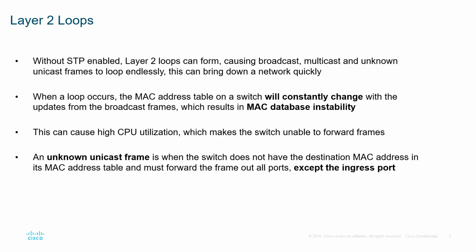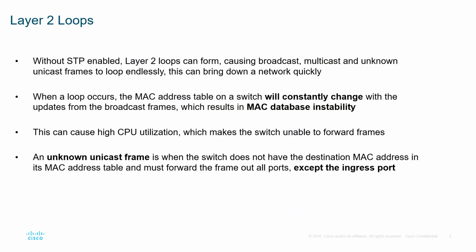Again, without STP enabled, layer 2 loops can form, causing broadcast, multicast, and unknown unicast frames to loop endlessly. This can bring down a network quickly. When a loop occurs, the MAC address table on a switch will constantly change with the updates from the broadcast frames. This will result in that MAC database being very unstable.